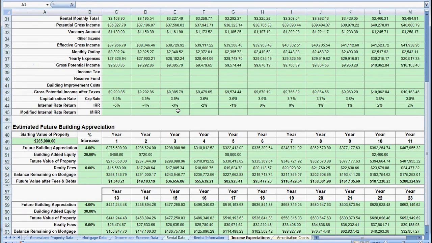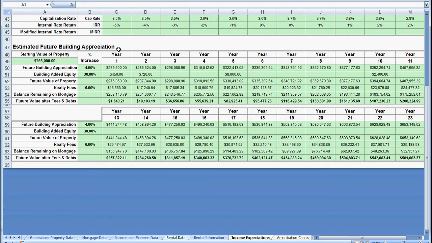And another great thing about the software is down here, estimated future building appreciation. This shows me that at the end of year 1, with the future building appreciation of 4% that I estimated, minus realty fees, balance remaining on the mortgage, I would make a profit of $1,300. Am I happy with that? No, that would be a lot of work fixing up that apartment for a $1,300 profit. But let's be more realistic. About year 5, I could make $82,000 by selling the building.